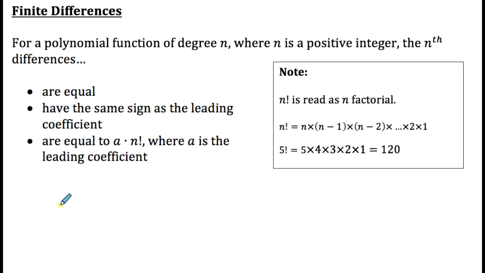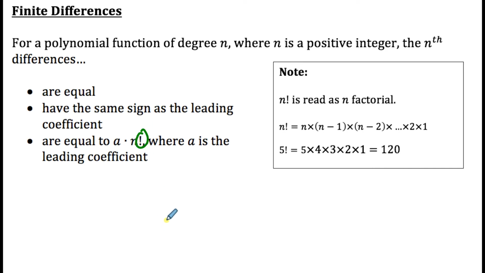Okay, we have one last section in this lesson, and this is learning about finite differences. So for a polynomial function of degree n, where n is a positive integer, the nth differences will all be equal. They'll have the same sign as the leading coefficient, and we can actually calculate what they would be equal to by doing a times n factorial, where a is the leading coefficient. Now, I just said a lot of stuff there. I'll go through it. But first, maybe you might be wondering, what is this notation?